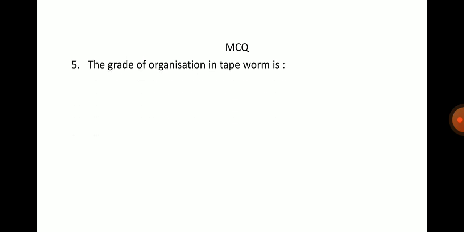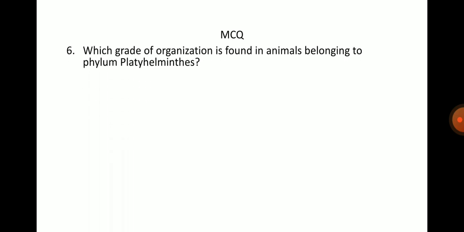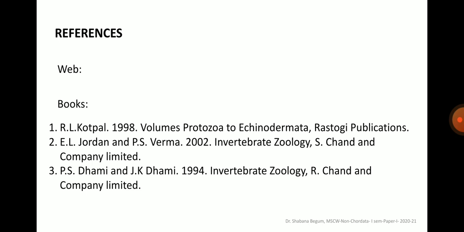The grade of organization in tapeworm is A. Tissue-organ, B. Organ system, C. Protoplasmic, D. Cellular, and the answer is tissue-organ level of body organization. Then, which grade of organization is found in animals belonging to phylum Platyhelminthes? Option A. Tissue-organ, B. Organ system, C. Protoplasmic, D. Cellular. So the answer is A, that is the tissue-organ grade of body organization.